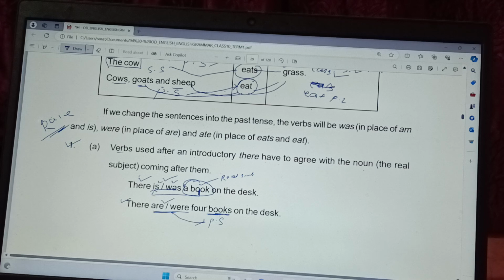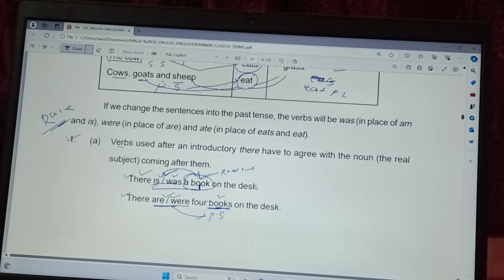So if a sentence begins with there, with the real subject coming after the verb, and the subject is singular, the verb must be singular. If the subject is plural, the verb must be plural. You better understand my rule number 1 of the subject verb agreement, guys. Next rule, proceed on, guys.